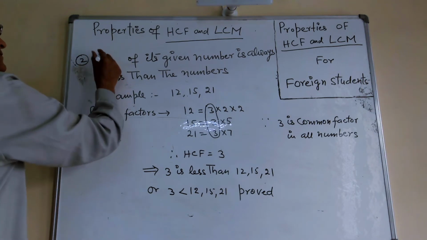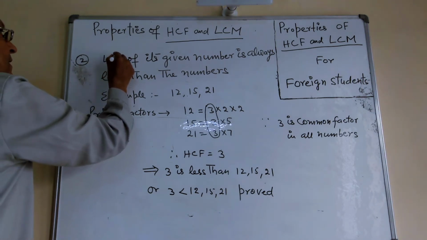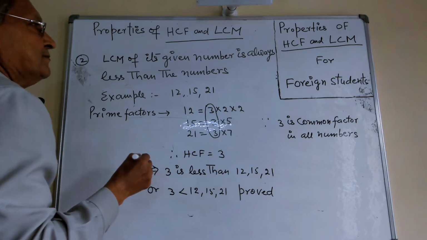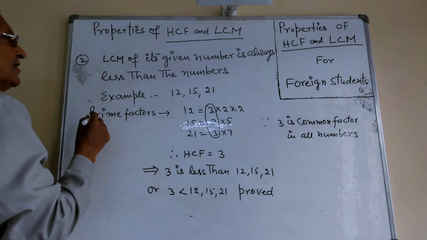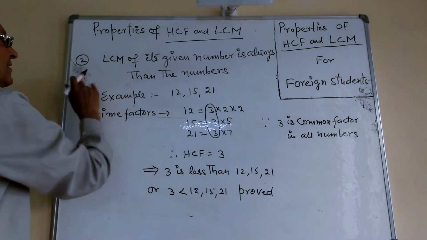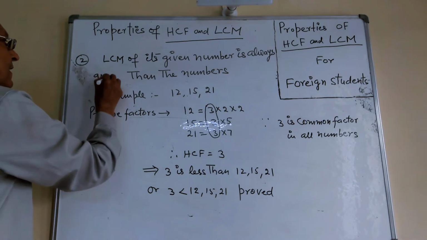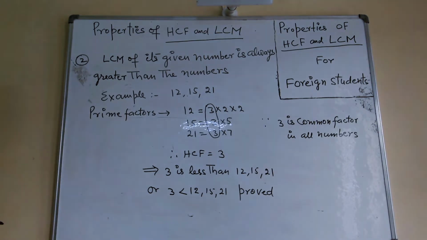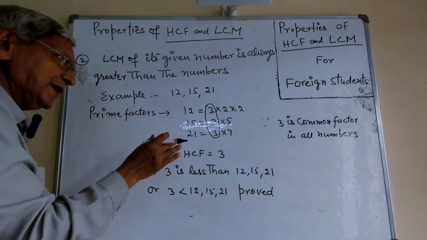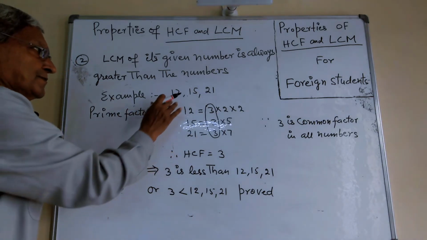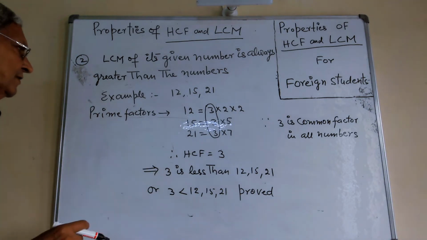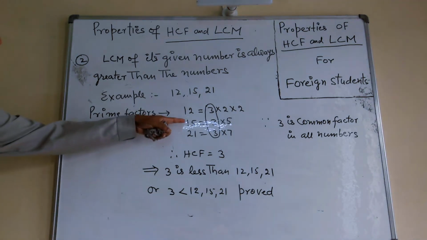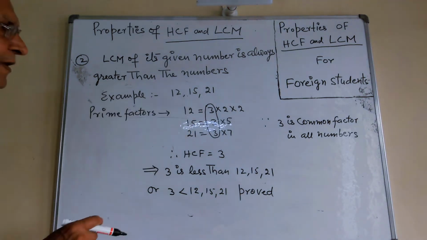LCM of the given numbers is always greater than the numbers, or greater than the given numbers. Example, we have the same example. The numbers are 12, 15 and 21. Prime factors of these are the same. These are the prime factors.